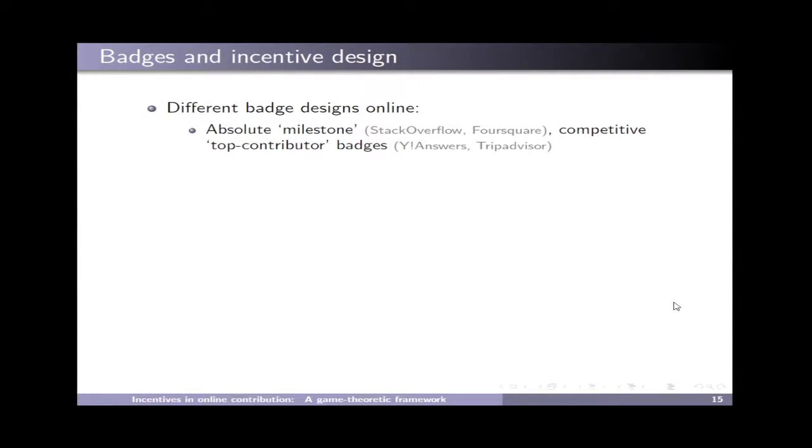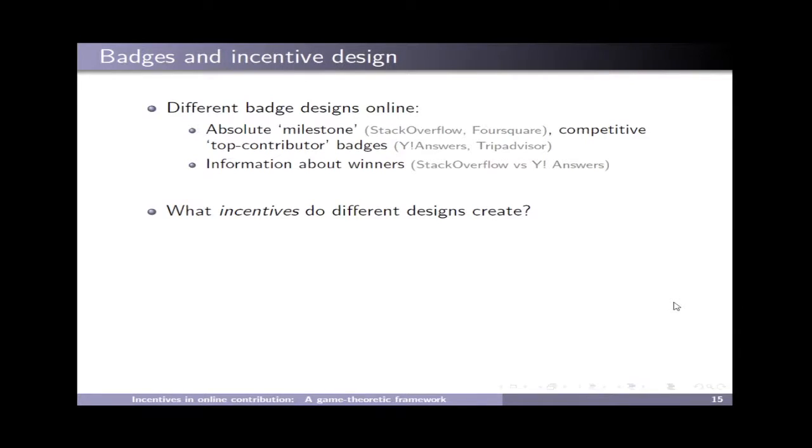And if you think about it, there's a whole bunch of different badge designs online. There are badges for meeting absolute milestones, like answering a certain number of questions or getting a certain reputation and so on. And there are badges for being better than other contributors. So for example, competitive top contributor badges, like Yahoo Answers has badges for the best few contributors and so on. There are also issues about information about winners. Do you make it public how many people have a certain badge, or do you keep that hidden?